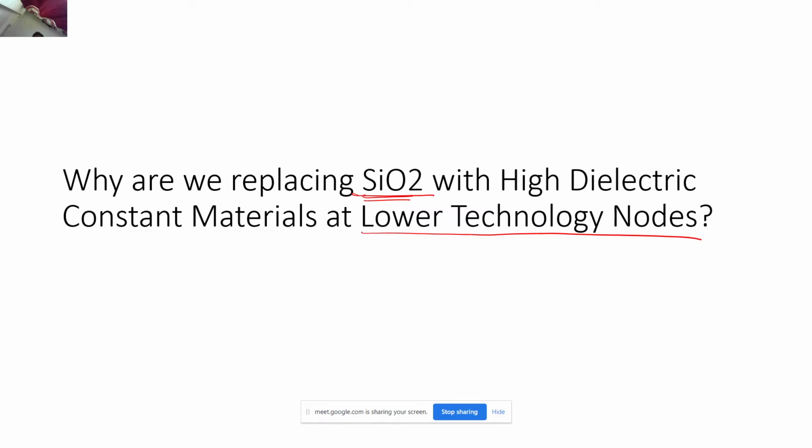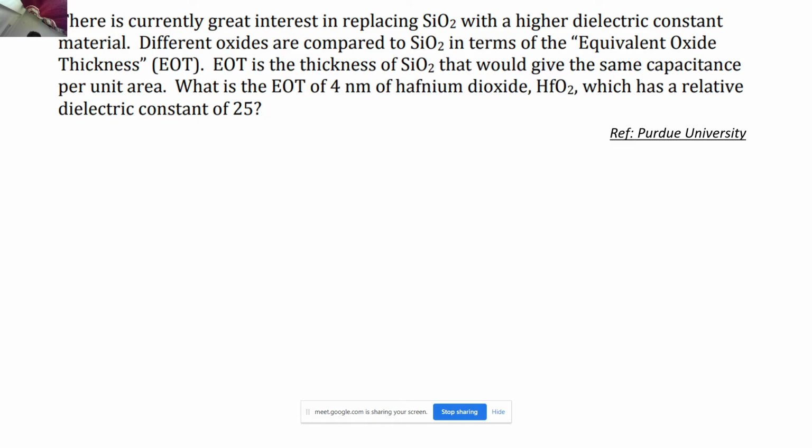To understand this concept, we will solve this numerical. What they have mentioned is that there is currently a great interest in replacing silicon dioxide with higher dielectric constant material. Different oxides are compared to SiO2 in terms of equivalent oxide thickness. So what is this EOT? EOT is the thickness of SiO2 that would give the same capacitance per unit area.